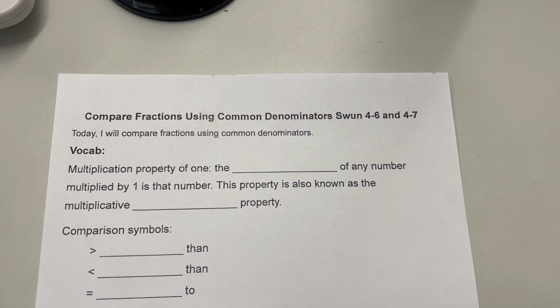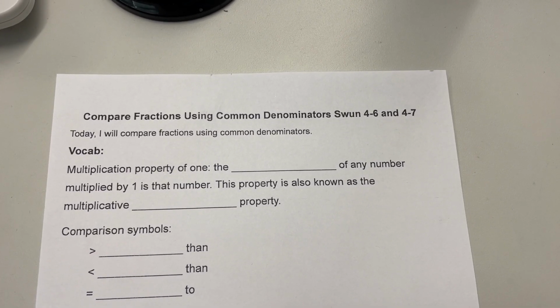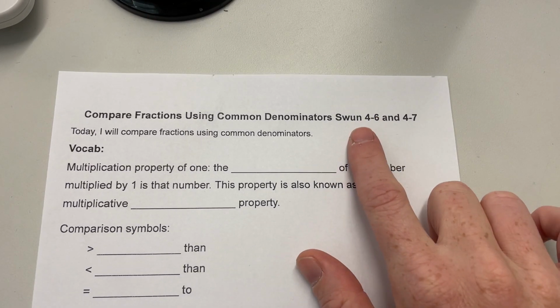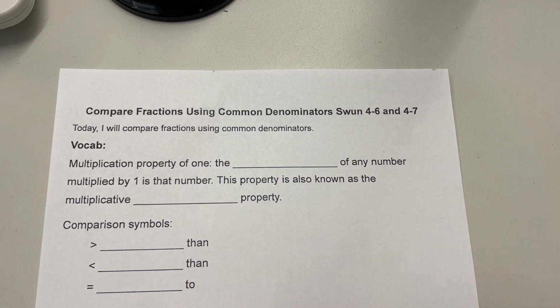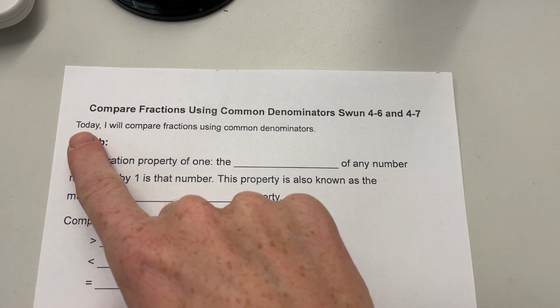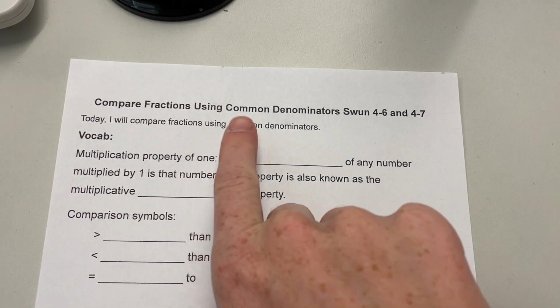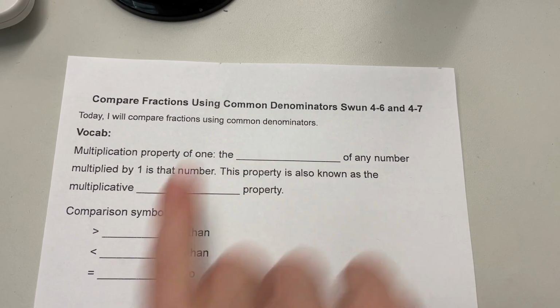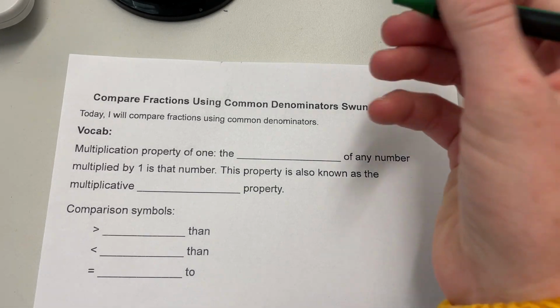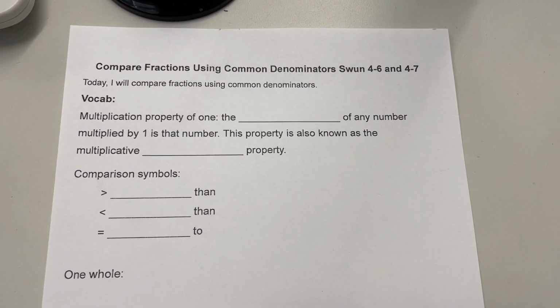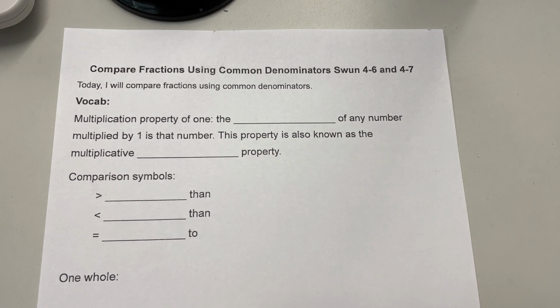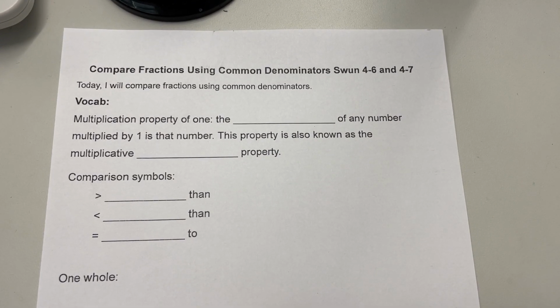Hi class, today we're going to be comparing fractions using common denominators. This is found in Swun 4-6 and 4-7. Our learning goal or objective is: today I will compare fractions using common denominators. I'll go over numerator and denominator, but denominator is down, the one that's on the bottom.